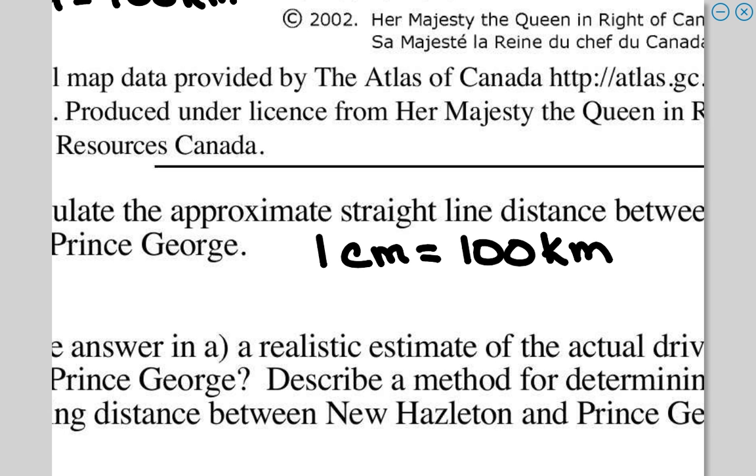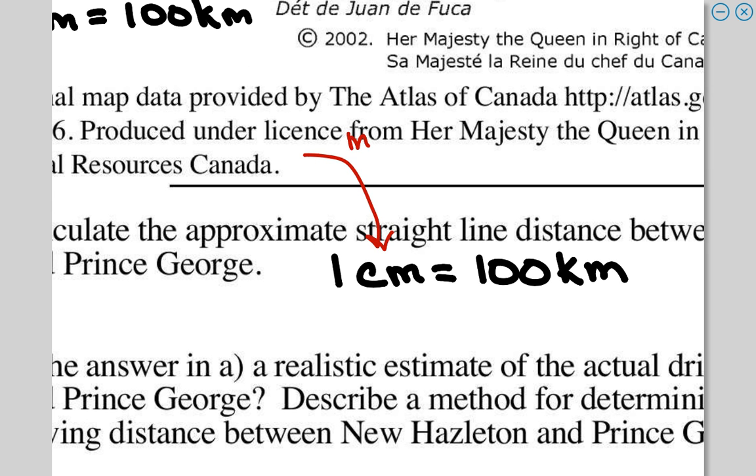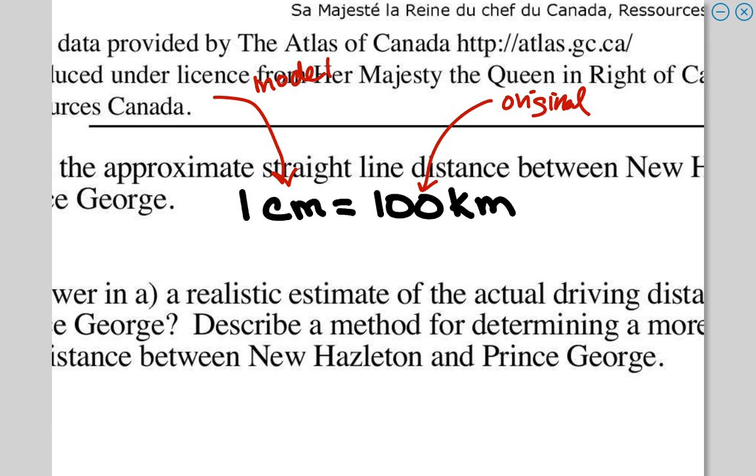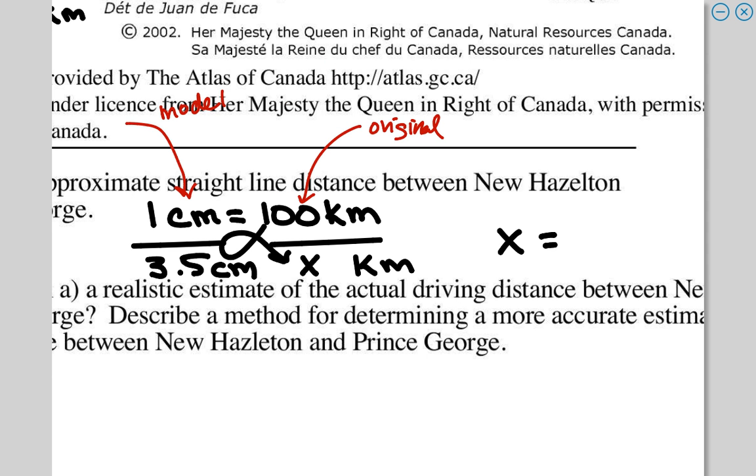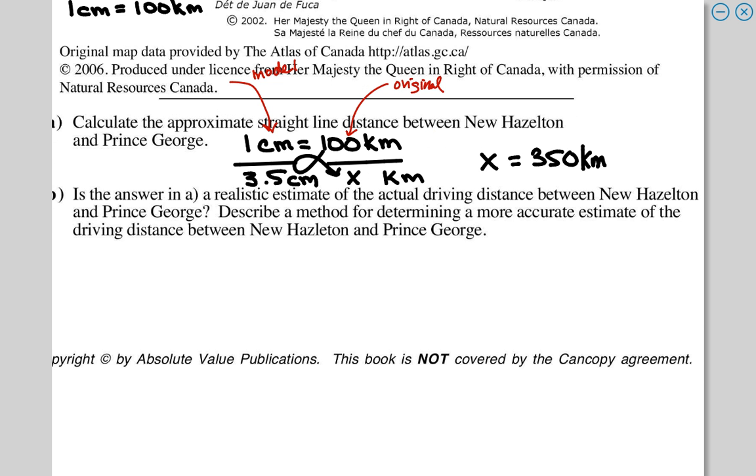Again, here is your model. Here is your original. So be consistent. What did we measure, 3.5? Is that a model or original? Model. So it would go on the left. Notice the units line up beautifully. Then over here we can say X kilometers. Cross multiplying, and obviously you get 350. Now the next question is about common sense, so you can go ahead and talk to your partner about that.